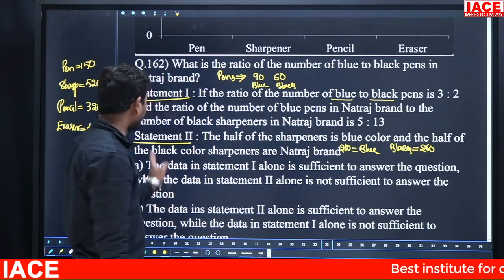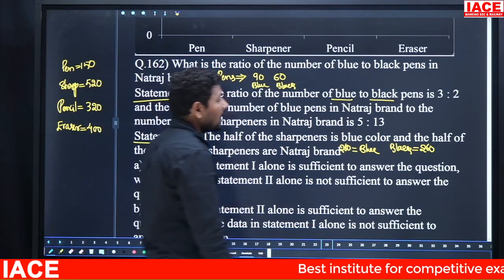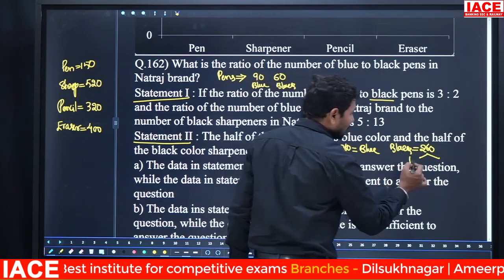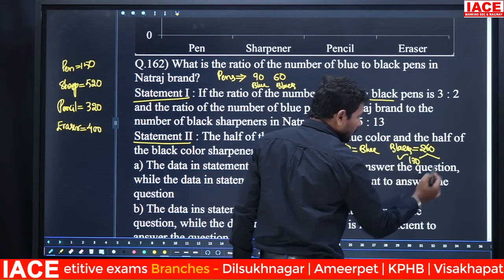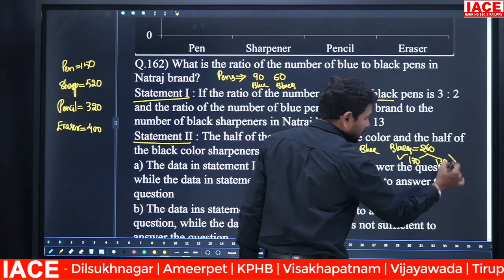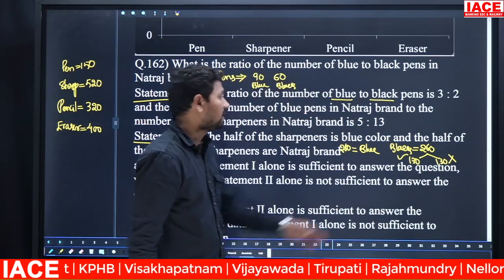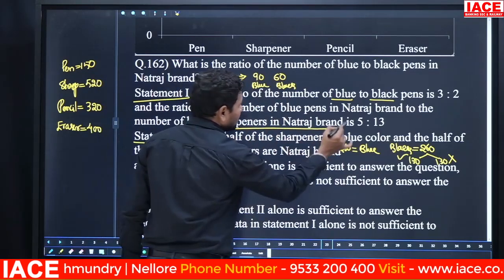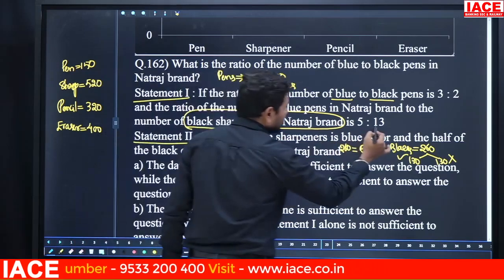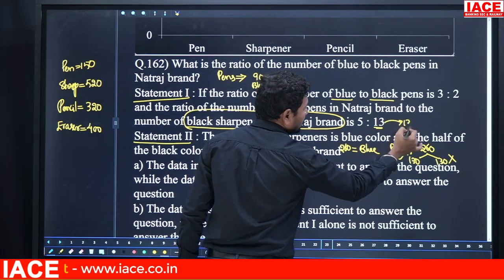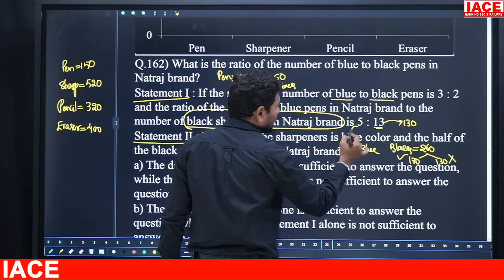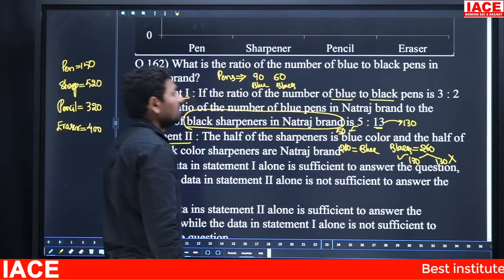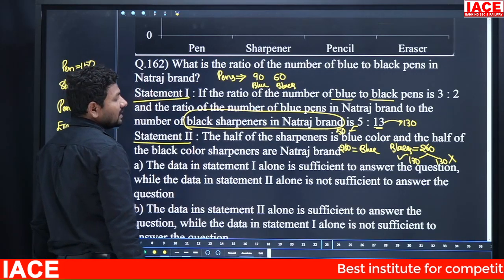In this black side, half of the black color sharpeners are Nataraj brand, and half are non-Nataraj. Then 130 is Nataraj brand and the remaining 130 is not Nataraj brand. Then look at black sharpeners in Nataraj brand: 13 parts is equal to 130. You can write 5 parts. 5 parts is equal to how much? 50.